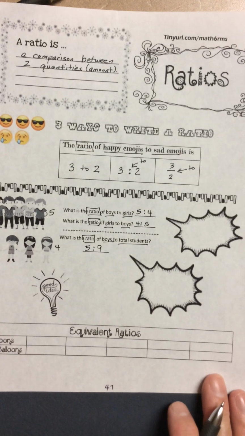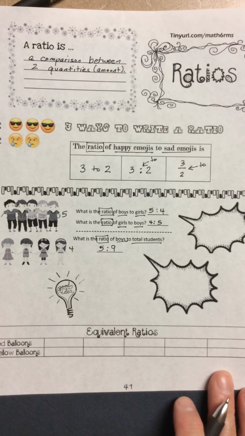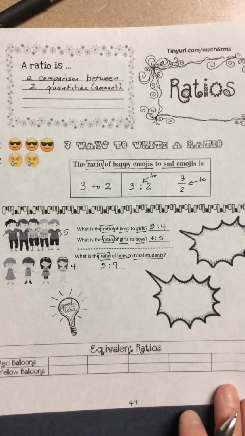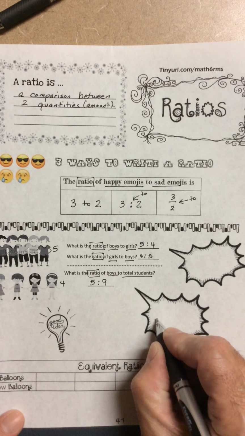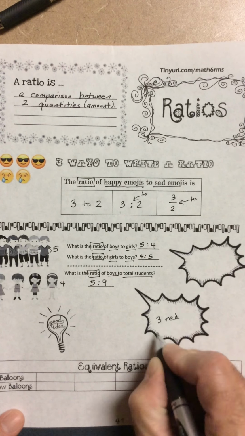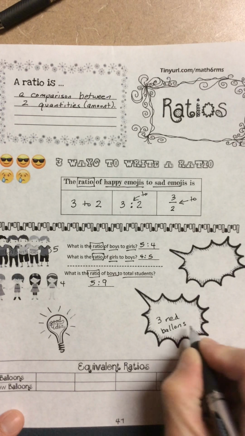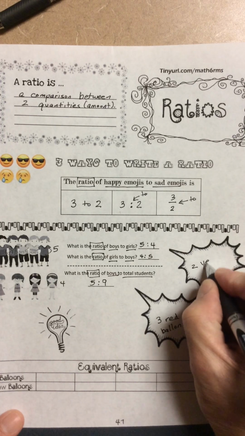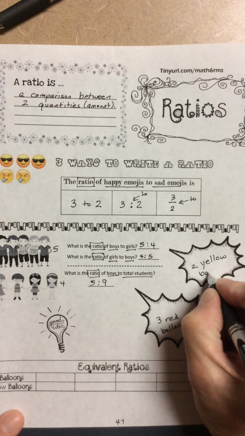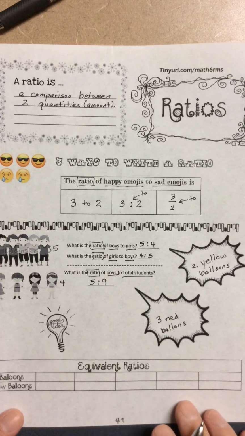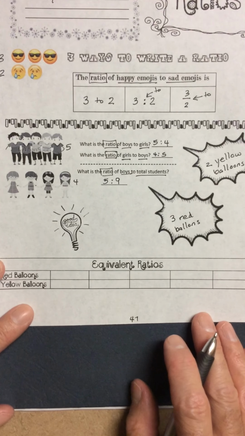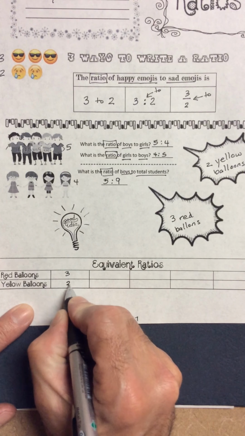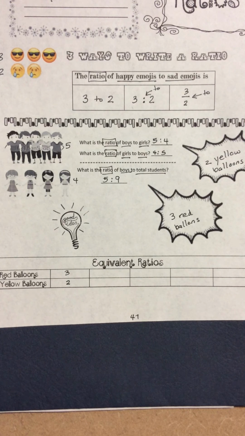All right. And then the last section is just showing you a ratio table, another way to write ratios. And for this one, it doesn't have an amount, so I'm going to write 3 red balloons for every 2 yellow balloons. And that is going to be our ratio. So these are some equivalent ratios. There are 3 red balloons for every 2 yellow. So I'm going to keep adding, and that's at that same ratio.